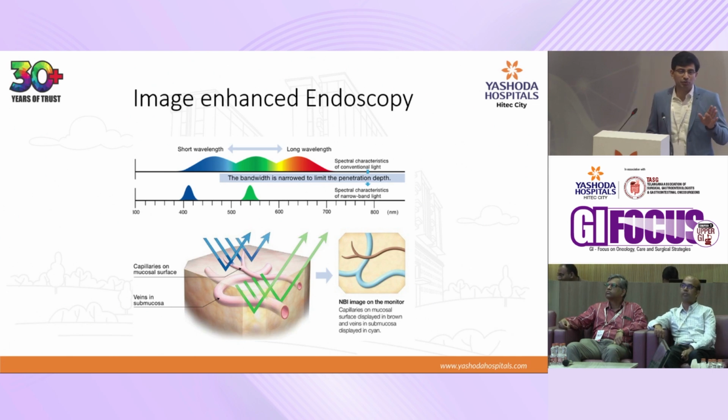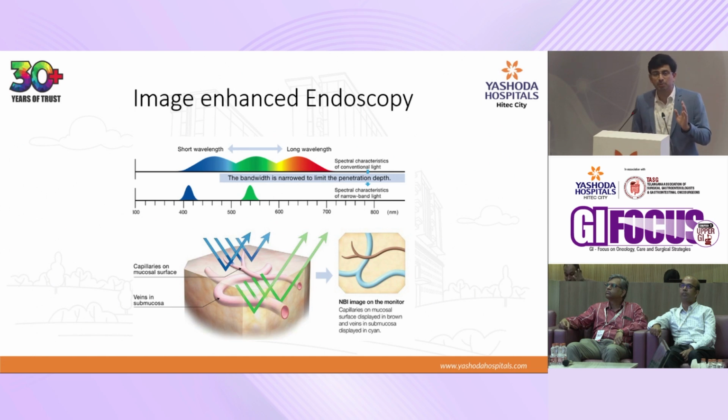The endoscopy which we do uses white light and high definition. For example, RBCs absorb predominantly the green and blue spectra of light, so they reflect red, and hence RBCs appear red. Here in image enhanced endoscopy, we pass only the blue and green light, not the white light. When the RBCs absorb this blue and green light, they don't reflect anything and appear dark, like brown.